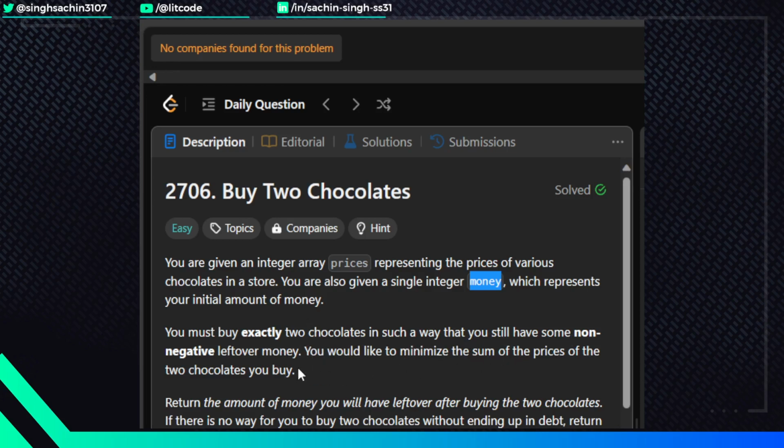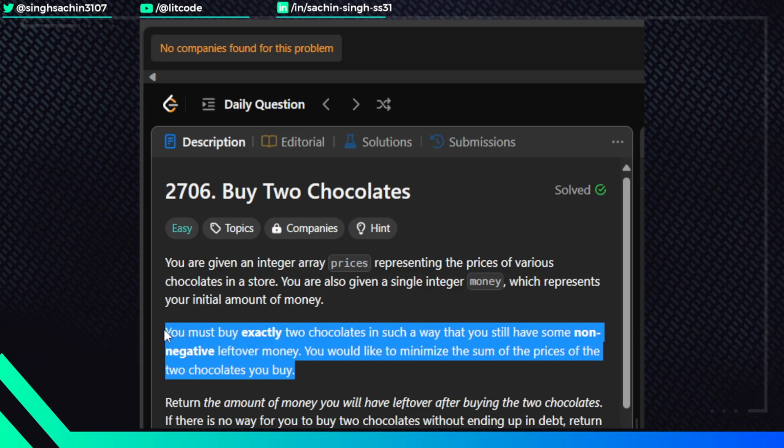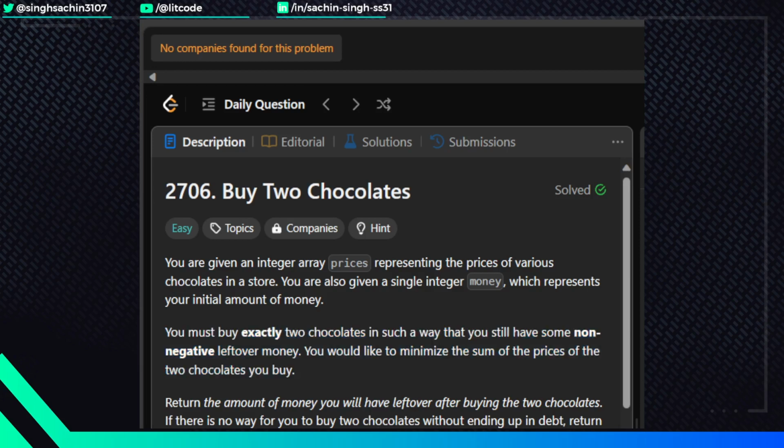So basically, what they're trying to say is we have to find out two cheapest chocolates which we can buy under the money which we received, and at the end we'll just simply return the leftover money after buying the two chocolates, if it is possible to buy chocolates within that money. Otherwise, we'll return the original money, the initial money which we received. Okay, so let's check out the approaches which we have.